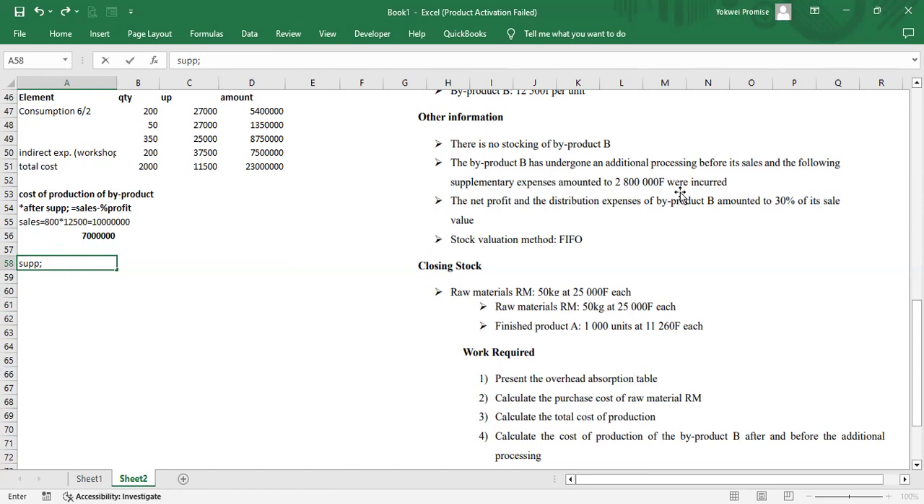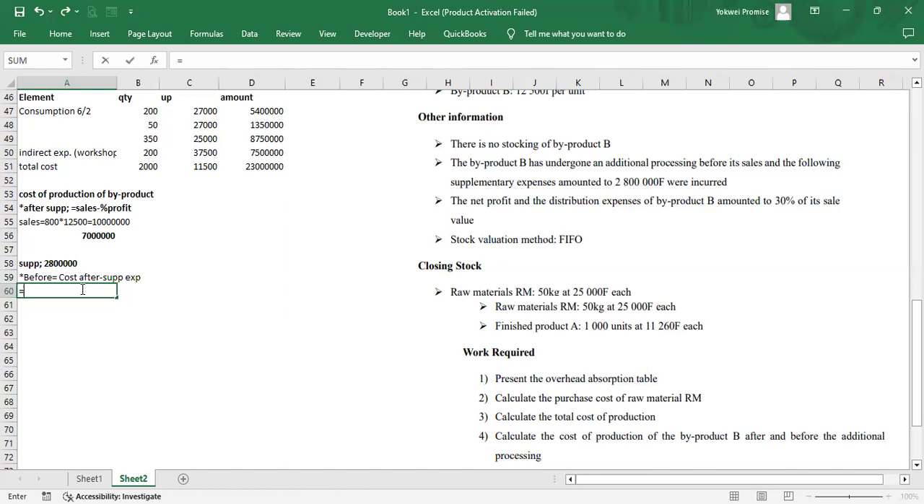From the question, we have supplementary charges. We stand at 2,800,000. So for us now to know the cost before, we will have the cost after minus the supplementary expense. Meaning the cost that you have now, after the supplementary charges, you just remove the charges from it. That would be the cost before. That's what they are talking about there. So we are going to have what?